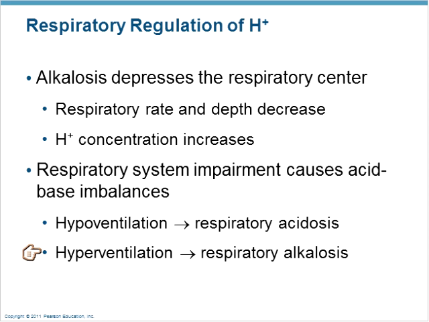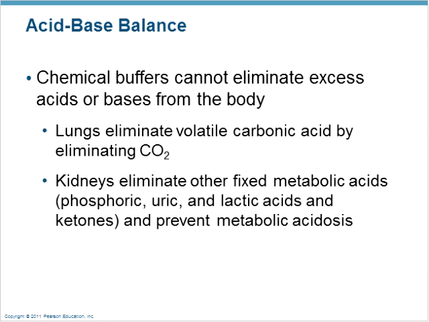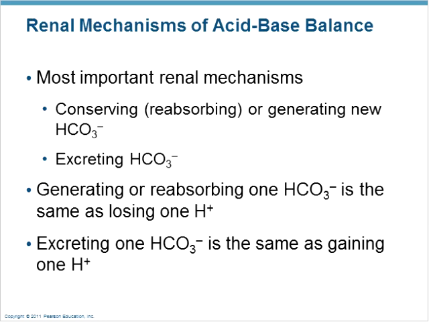Hyperventilation causes respiratory alkalosis. We have chemical buffers which cannot eliminate excess acids or bases from the body. The lungs have to eliminate the volatile carbonic acid by eliminating CO2. Kidneys eliminate other fixed metabolic acids, phosphoric, uric, and lactic acids, and ketones, and they prevent metabolic acidosis. The lungs deal with respiratory acidosis and alkalosis, and the kidneys deal with metabolic acidosis and alkalosis.